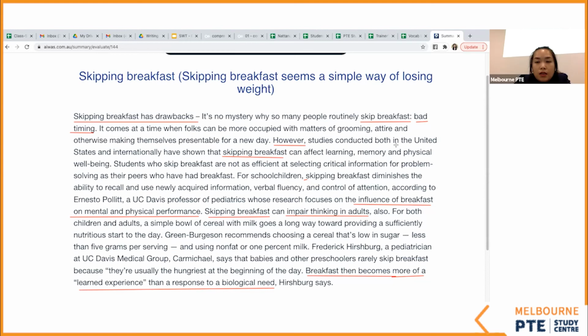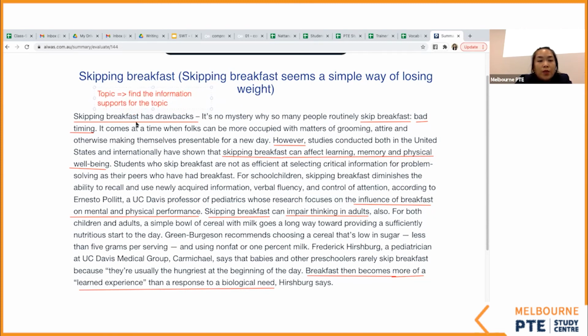However, studies conducted both in the United States and internationally have shown that skipping breakfast can impact learning, memory, and physical well-being. What happened next? They give you the example of students. You see that? Okay. And the keyword in here is skipping breakfast. Why do I ask you to know the topic? When you know the topic, you need to find the information that supports the topic. Okay.